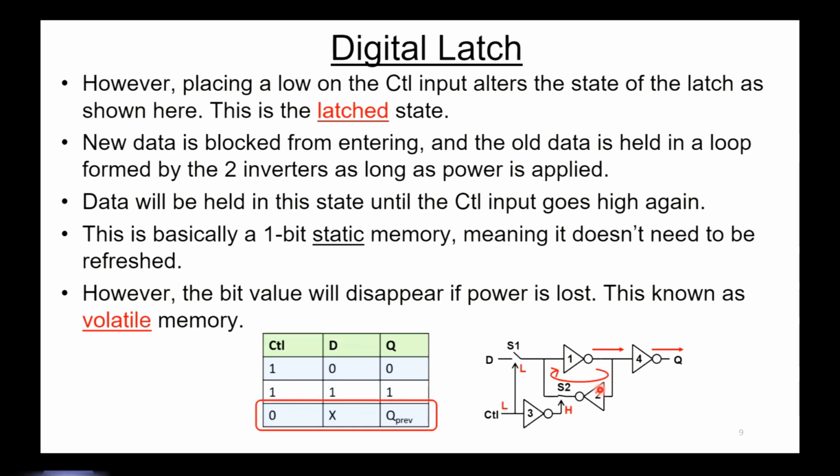So this is basically a 1-bit static memory, meaning it doesn't need to be refreshed. It's going to sit there forever until power is lost. This is known as volatile memory because if you power down, the bit goes away.